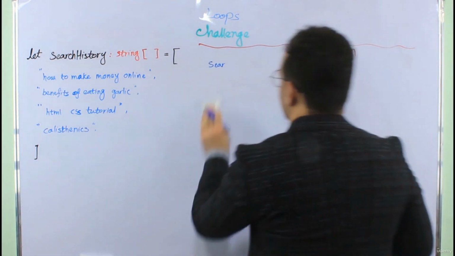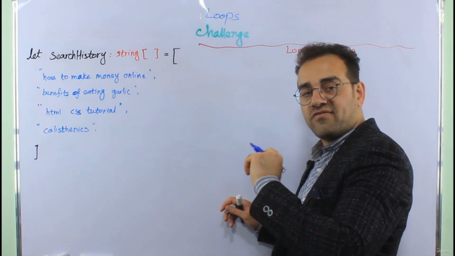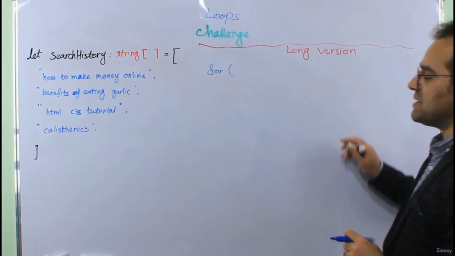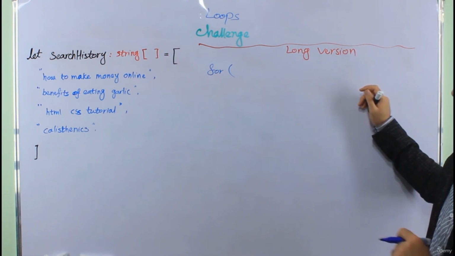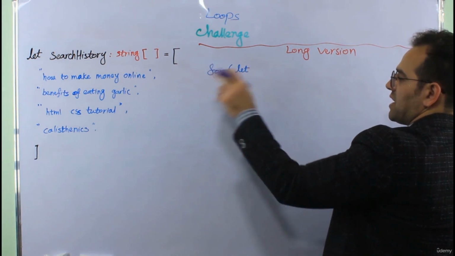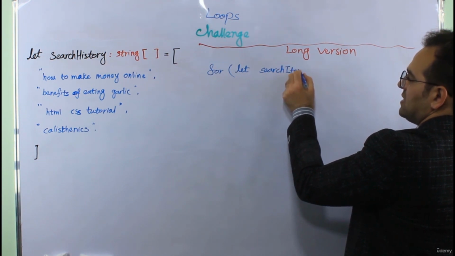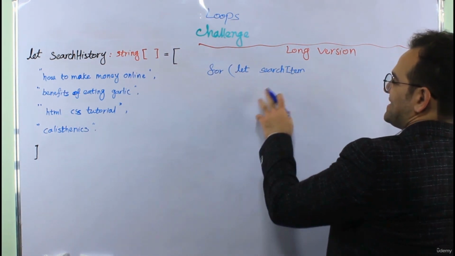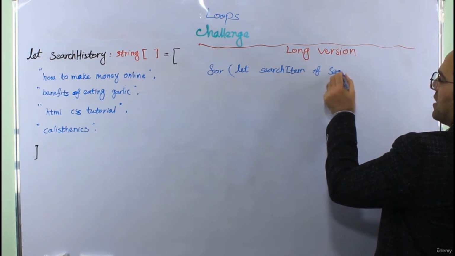You know what? I'm not going to go through that way. We're going to iterate through this using a for of loop. So I'm going to say for, and then we need to specify a loop variable. That loop variable is going to iterate through this loop. I'm going to say for let search item. This search item is the loop variable that is going to iterate over this loop. For let search item of search history.